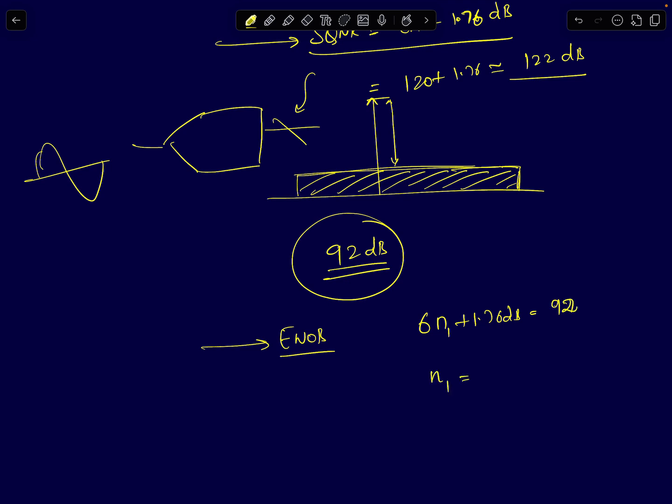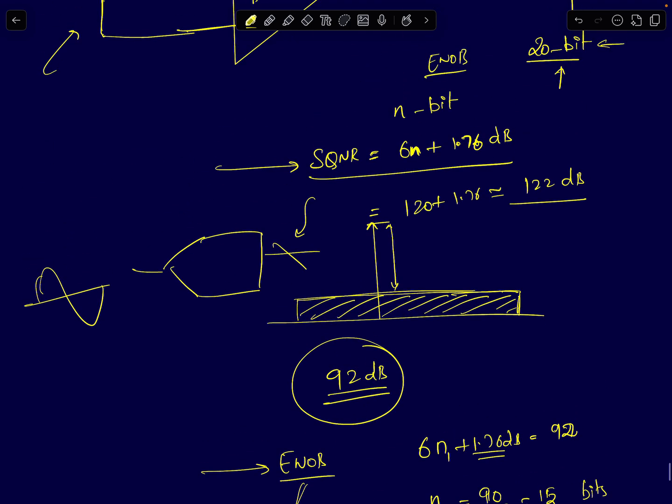Okay, equate 92, 1.76. I'm going to call it 90, so 90 upon 6, I think 15 bits. So even though you have designed it for 20 bits, it's actually a 20 bit ADC, but the effective number of bits, its performance as an ADC, is that of a 15 bit ADC. So we will say that the effective number of bits is only 15.